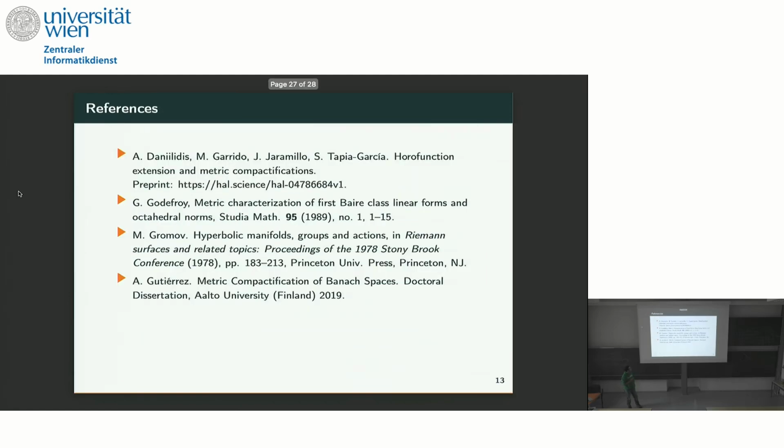Okay. So that's all that I wanted to say. These are the main references of our work. Gilles Godefroy in his seminal paper on octahedrality, then Gromov, in his proceedings in Princeton, in which he defined his metric compactification, and the thesis and the several papers of Gutierrez, while he was trying to understand more precisely concrete examples of Horofunction extensions for Banach spaces.